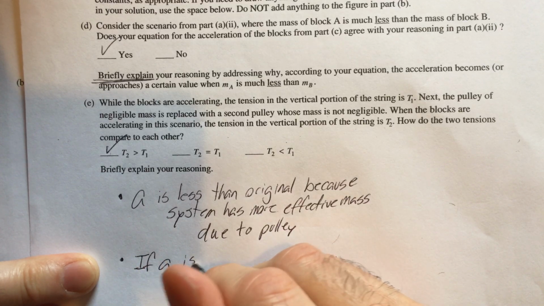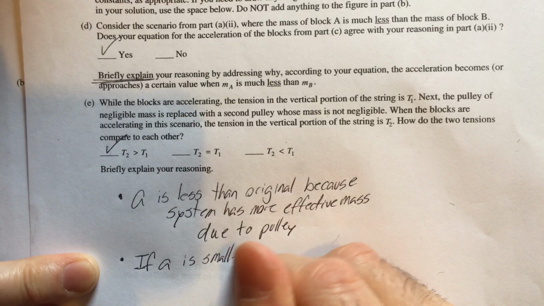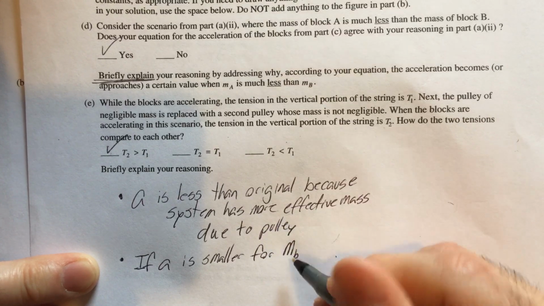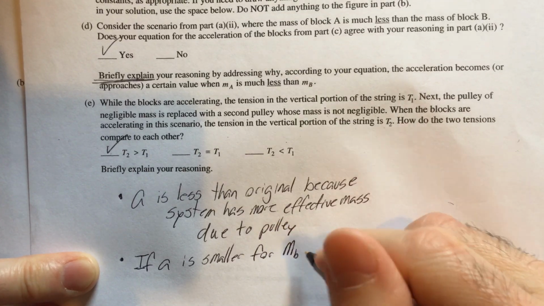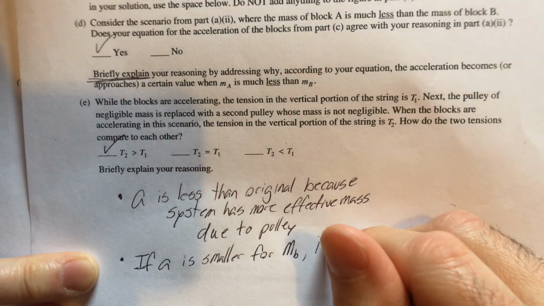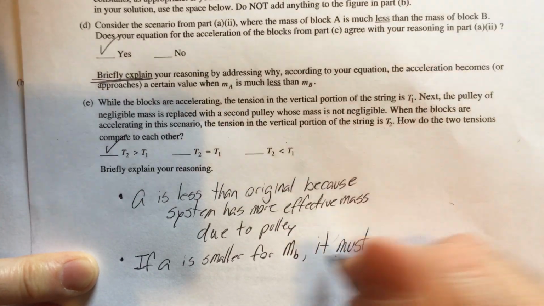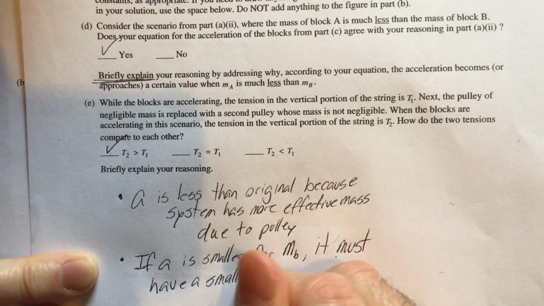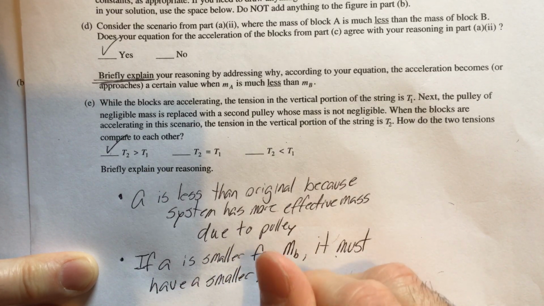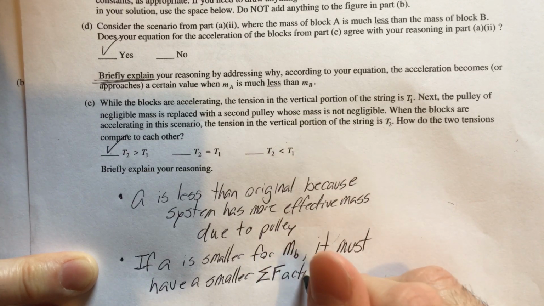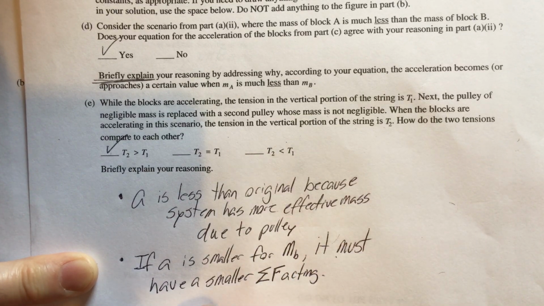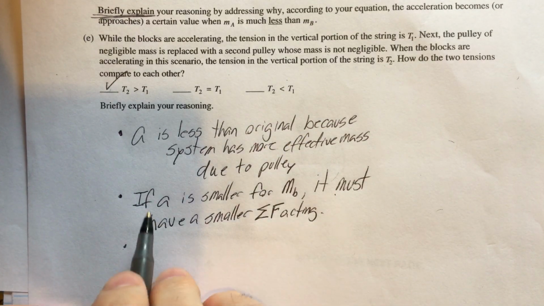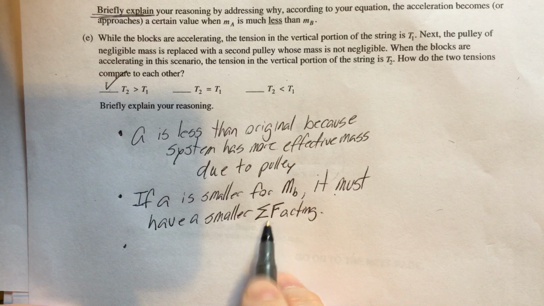If the acceleration is smaller for that block B, it must have a smaller net force. Okay, you really have to walk them through step by step what's going on here. So there must be a smaller net force.